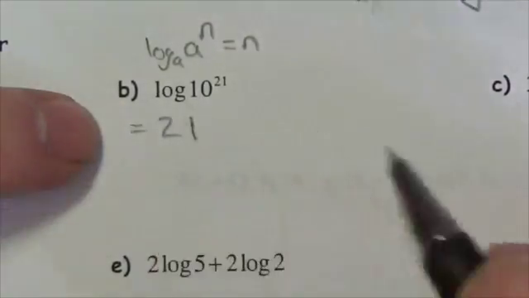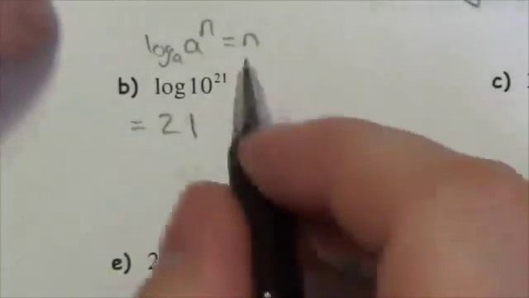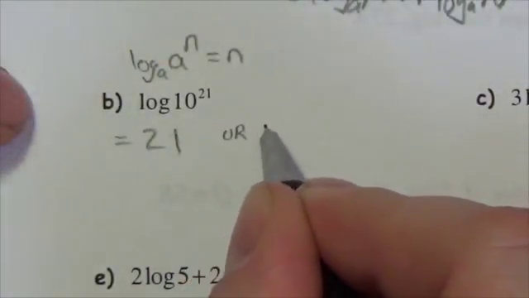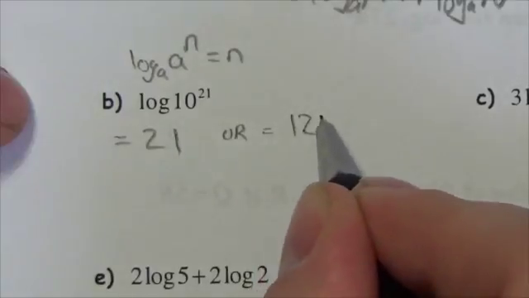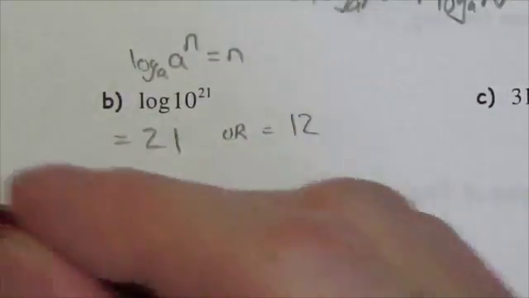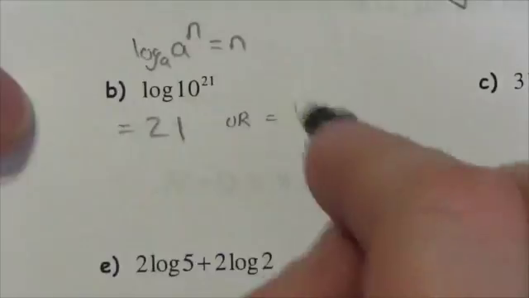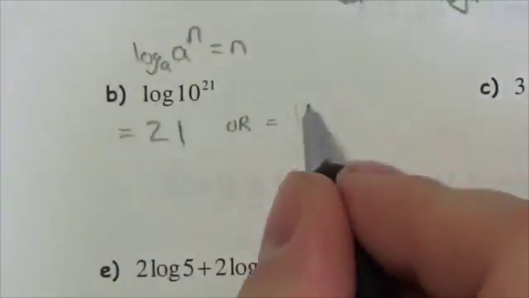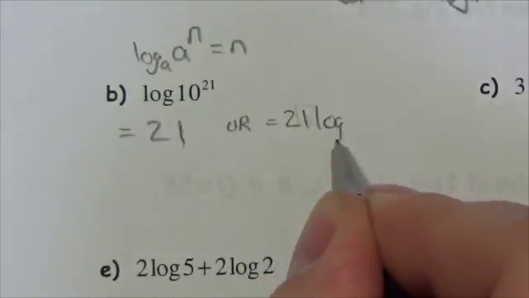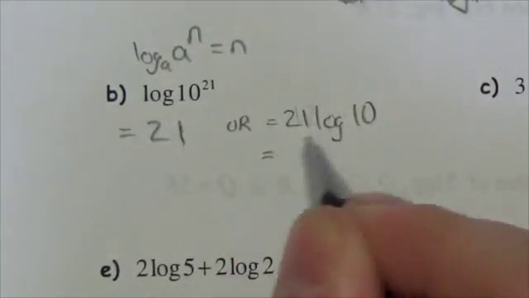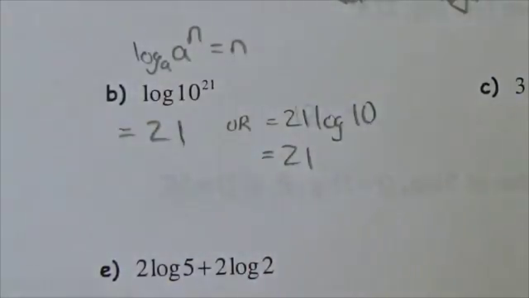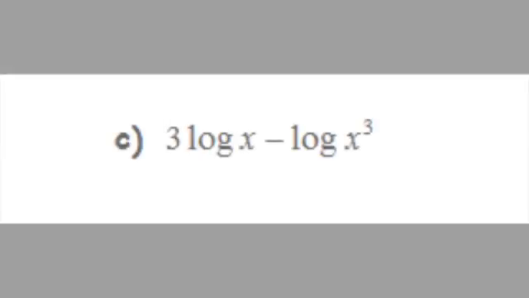Now, if you're not entirely comfortable with that, there is another way to think about this. This is going to be equal to 21, my mistake. Because I've got a power inside the logarithm as an argument, I can bring the exponent down. So 21 times the common log of 10. But the common log of 10 is just 1. So again, that will just go to 21. Either way you think about it, you're still going to get 21 as a result.